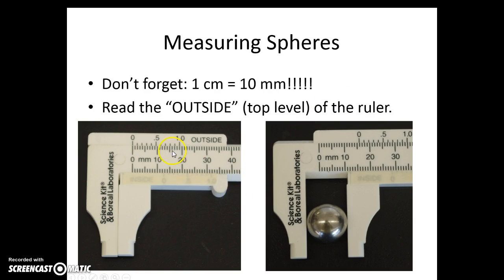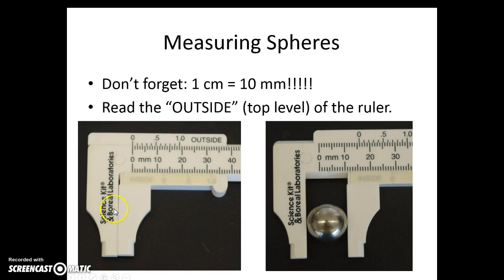This is what your caliper looks like when it's closed. Don't let it confuse you that the ruler has a top and a bottom. To make life easy, I have put tape over the bottom. Please don't peel it off. It actually took me a really long time to do that. I've covered up the bottom because we're not reading the bottom. We're reading the top. See, it says outside. We are measuring the outside of the sphere, not the inside. If we wanted to measure the inside of a cup, we would use the bottom. So we're reading the top of the ruler.